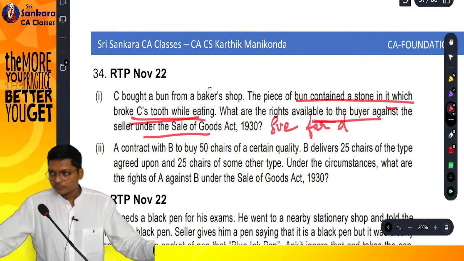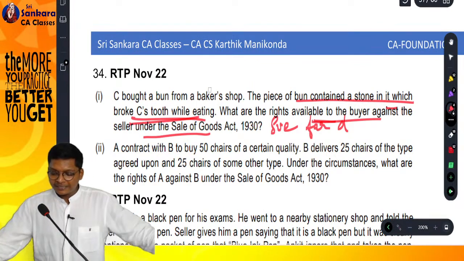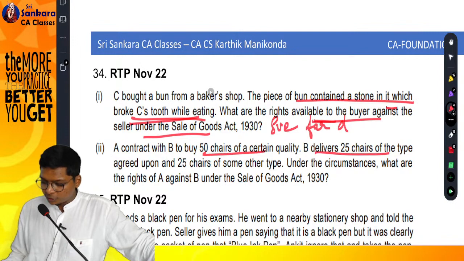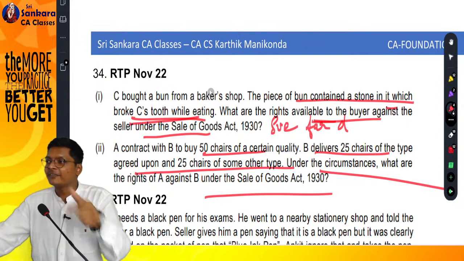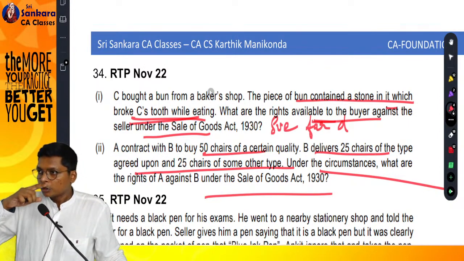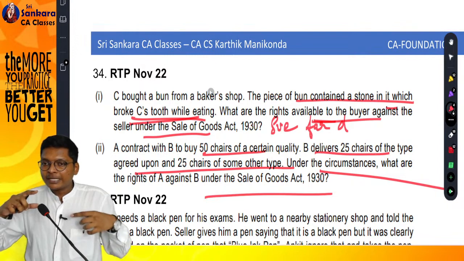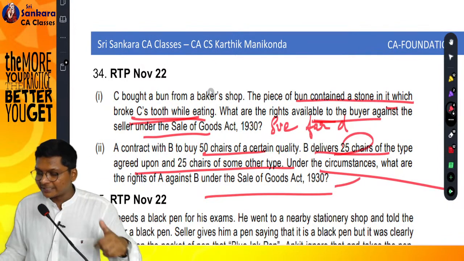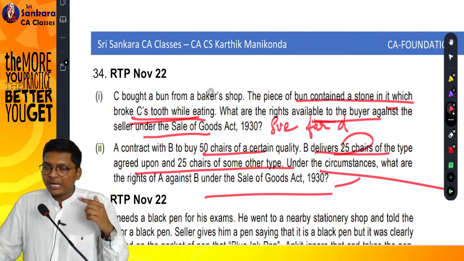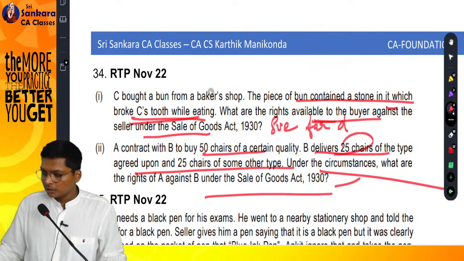Second part. A contracts with B to buy 50 chairs. He delivers 25 of the agreed type and 25 of some other type. What should you do? Sale of goods, like Unit 3. Rules of delivery. Delivery of wrong quantity. You can accept 25 and reject the balance. And also the description is not met here, so you have the right to cancel the contract.